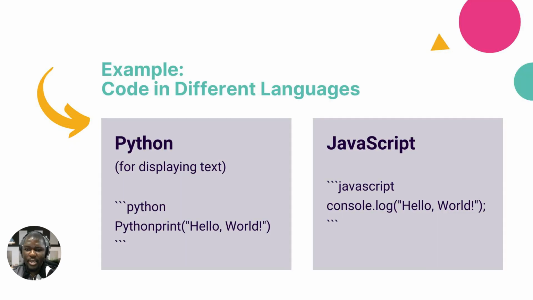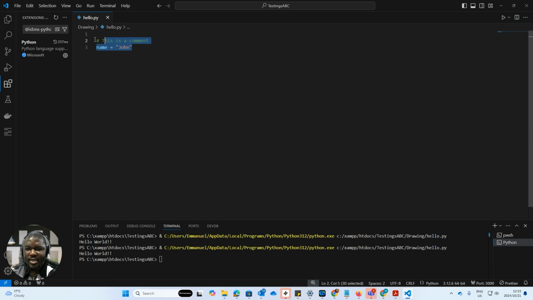So example here, the code difference. So in Java, in Python and JavaScript, but JavaScript is different from Java as well, but don't confuse. So talk about Python. Displaying a text in Python, it's simply print. You simply write print. Okay. So this is in Python for displaying text. You simply write it here like this.